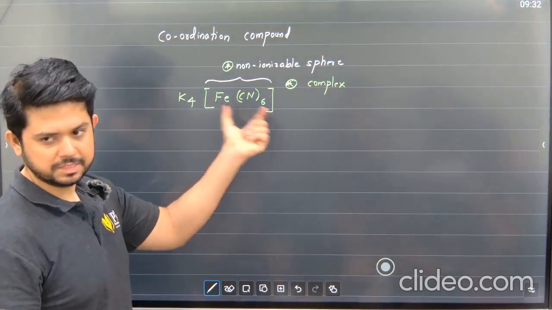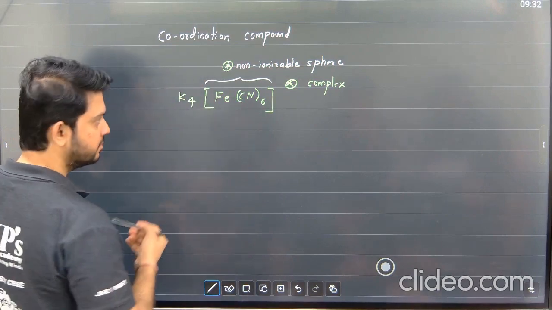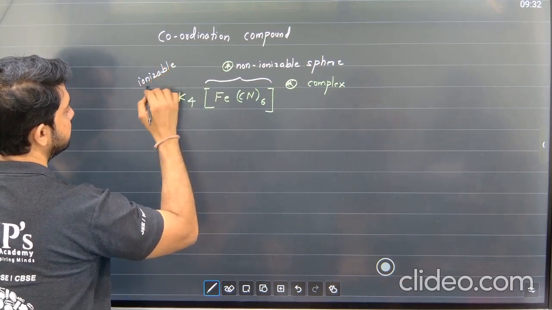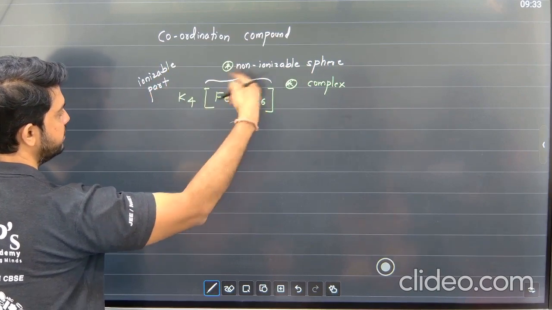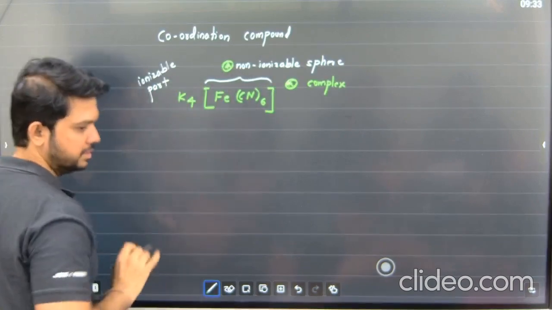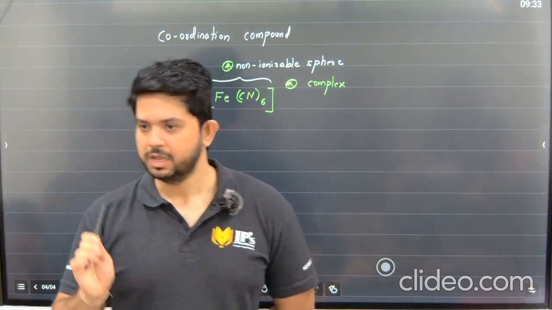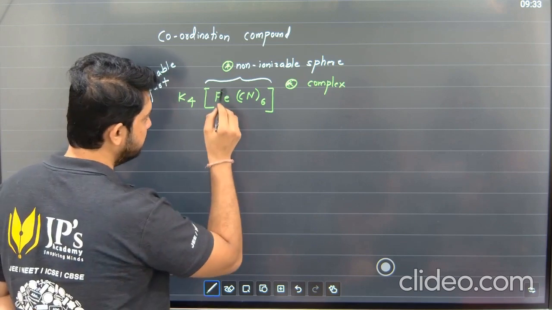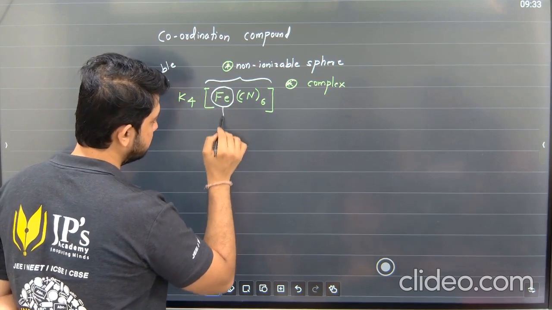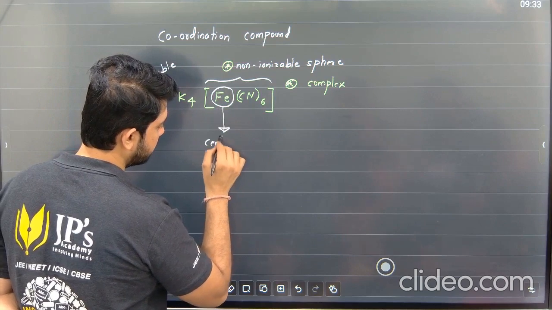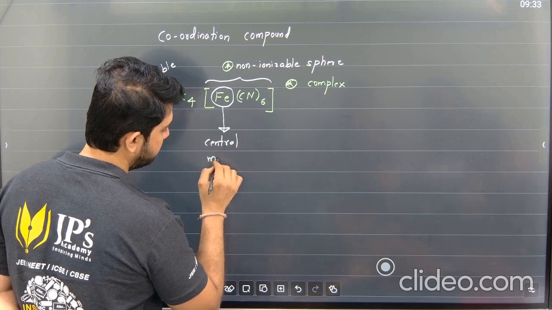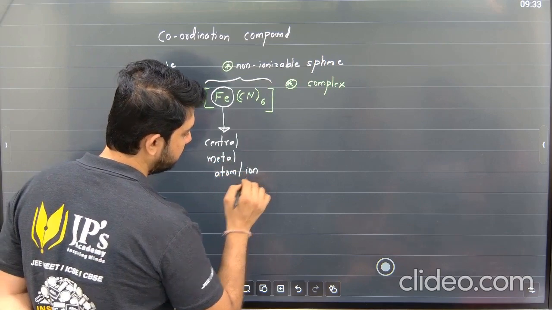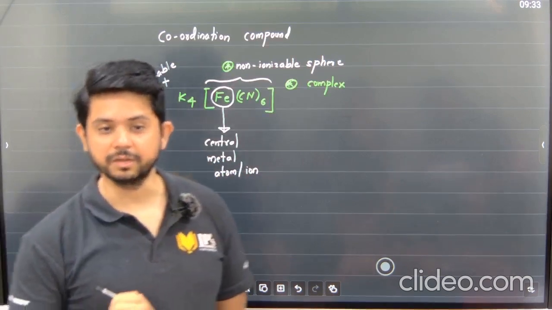If this is the non-ionizable part, what is the other part? This is the ionizable part, or it is part of which sphere? The ionizable sphere. Okay, it's absolutely basic. Inside the square bracket, we have a central metal atom or a central metal ion, usually a transition element.